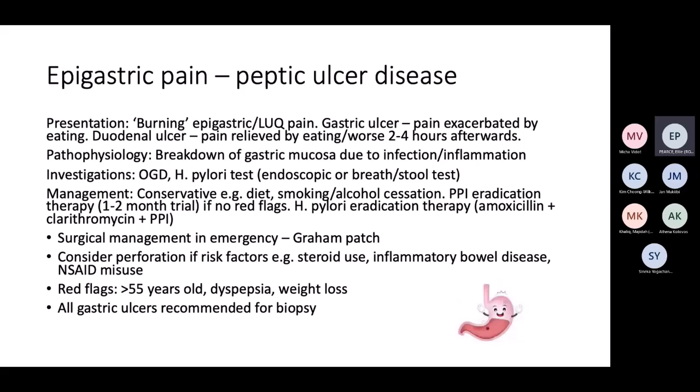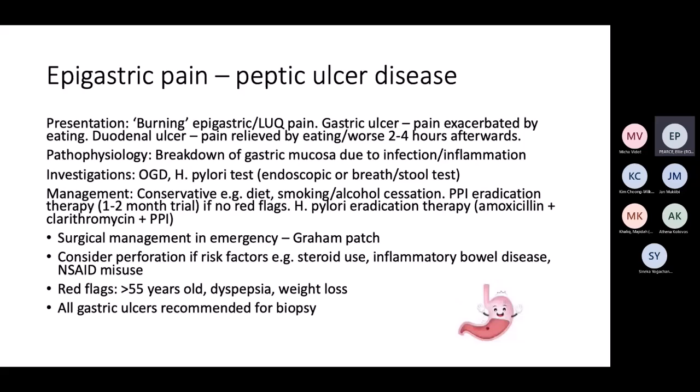Management of peptic ulcers generally, so first line is conservative, managing diet, avoiding things like spicy food, alcohol, and stopping smoking. And if they've got H. pylori, we can do obviously the eradication therapy, so 2 antibiotics and a PPI. If they haven't got H. pylori, but they've got gastritis symptoms, often GPs will try 4 to 8 weeks of PPIs if there's no red flag symptoms and see if that improves things.